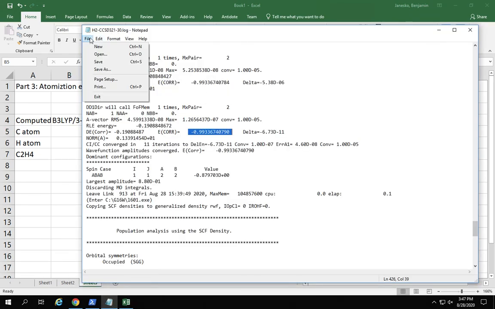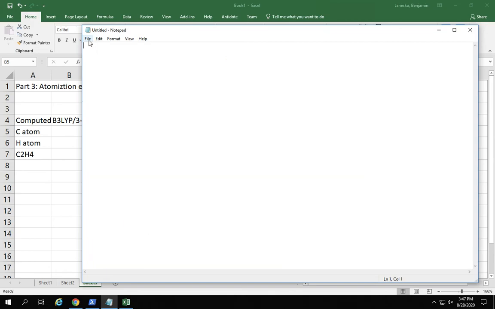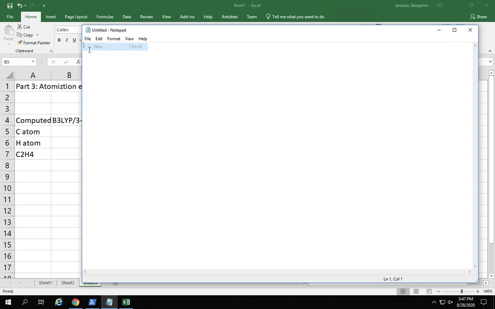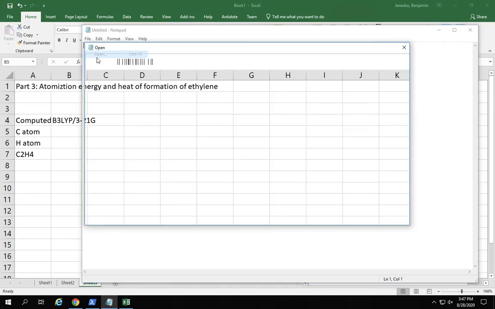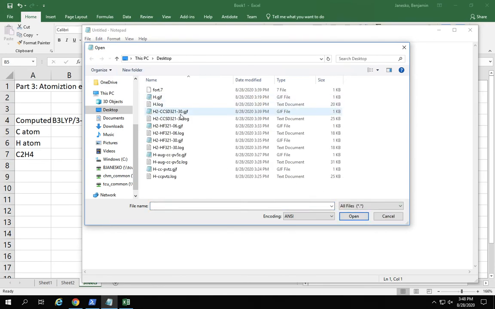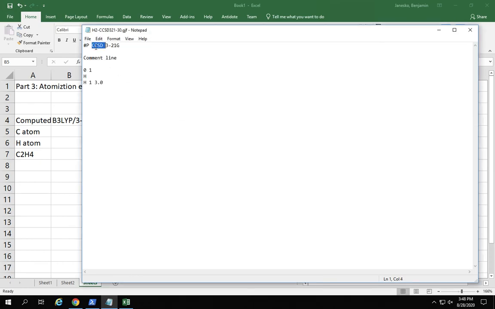Now I'm going to do a new input file. So we're going to do B3LYP 3-21G. We're going to do a vibrational frequency calculation. And this is going to be carbon ground state, carbon atom. Carbon atom in its ground state is neutral.